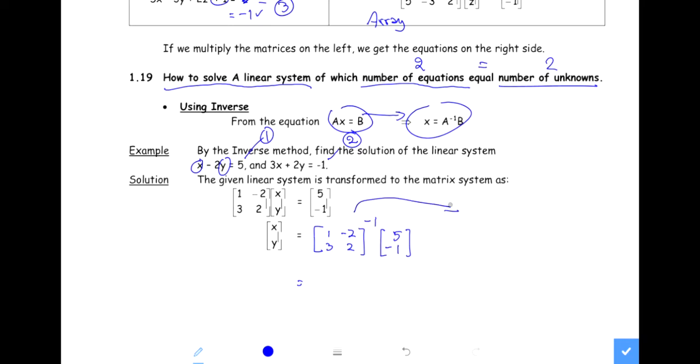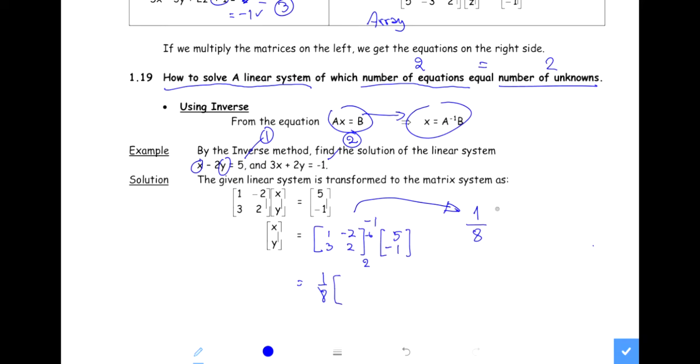So she goes like this: the inverse is 1 over the determinant times the adjoint. So what's the determinant? Cross down is 2, and then cross up is negative 6, so 2 minus 6 is 8. Okay, so she has 1 over 8, so she just writes it there, 1 over 8.